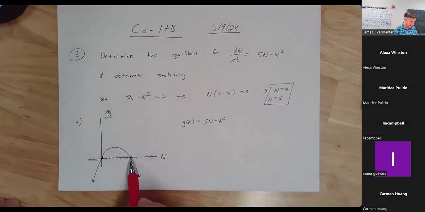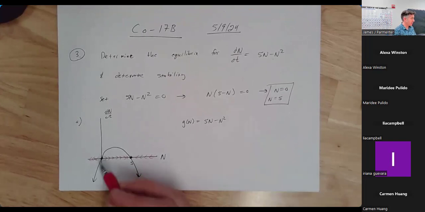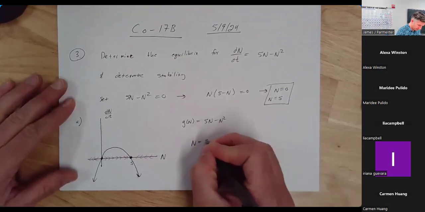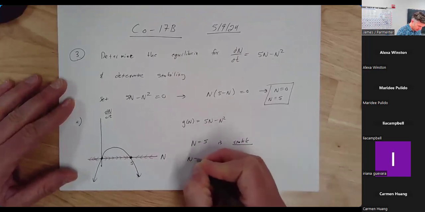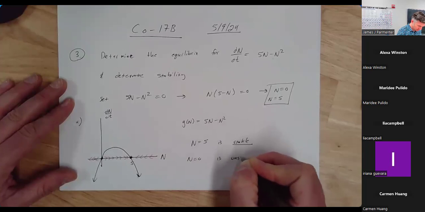And then I look at each of the equilibria. I think, okay, for the equilibrium of 5, we're getting pushed in towards 5, which means we're stable. For the equilibrium of 0, we're getting pushed away from 0, which means we're unstable. I think that's enough work to say, great, N equals 5 is stable, N equals 0 is unstable.